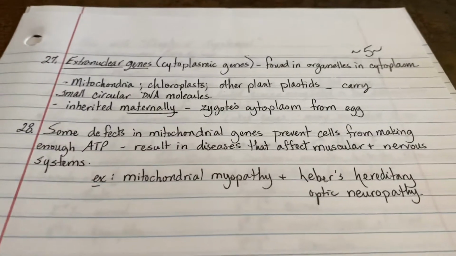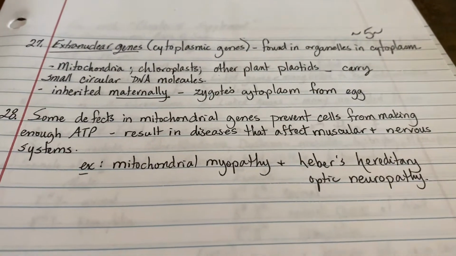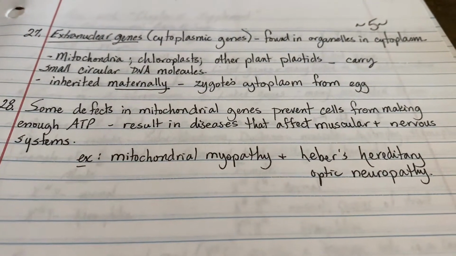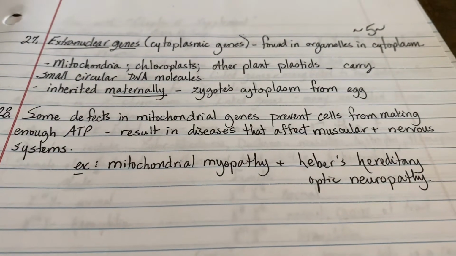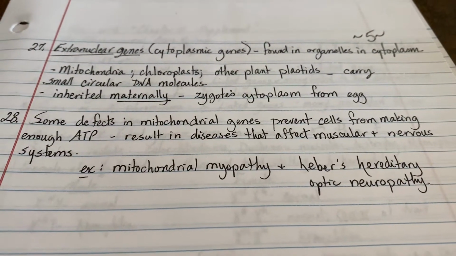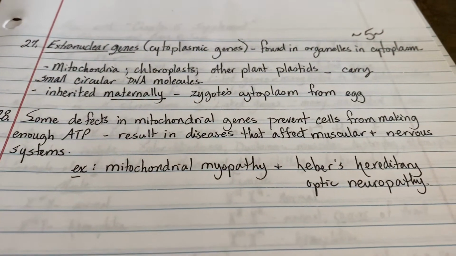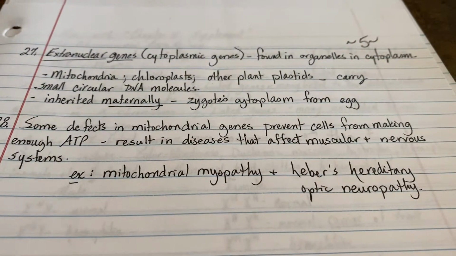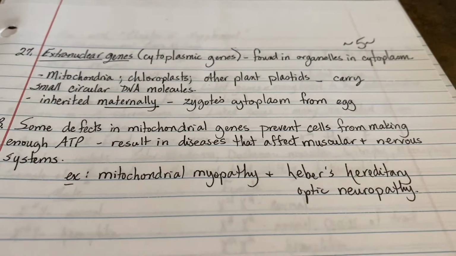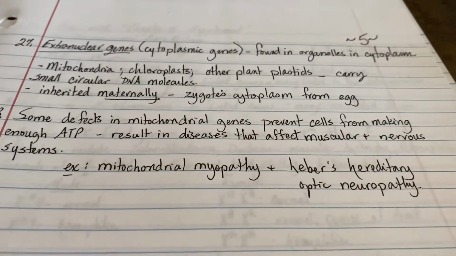One important one is a defect in mitochondrial genes that keep cells from making enough ATP. And this results in diseases that affect the muscular and the nervous system. An example of that might be mitochondrial myopathy and Leber's hereditary optic neuropathy.